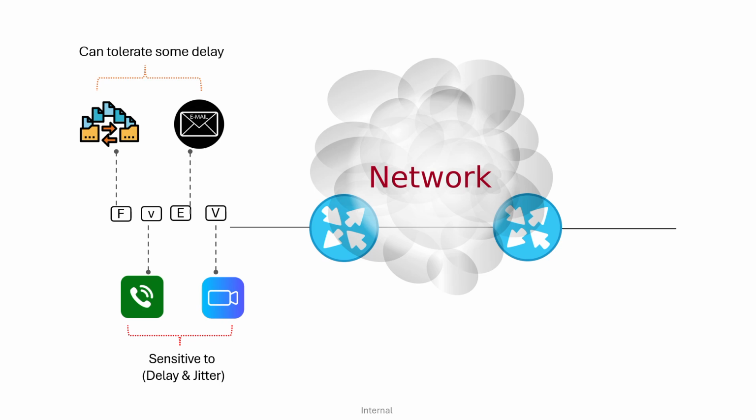Because of these different application requirements, traffic must be sorted into different classes so that appropriate QoS policies can be applied. This brings us to the topic of this session, classification and marking. Classification and marking are two critical functions of any successful QoS implementation. Let's start by first understanding classification.